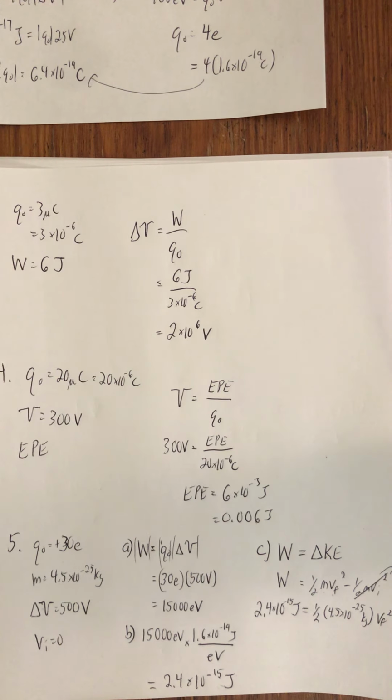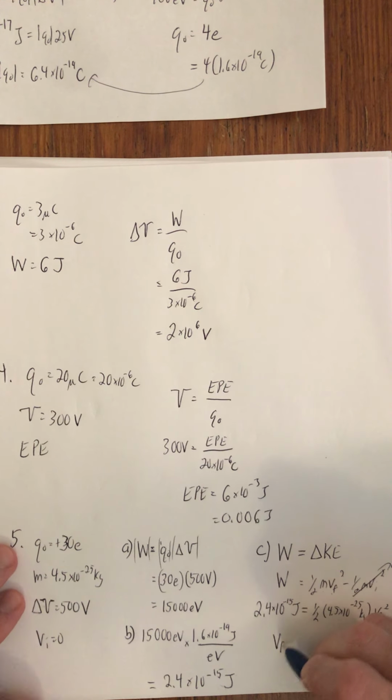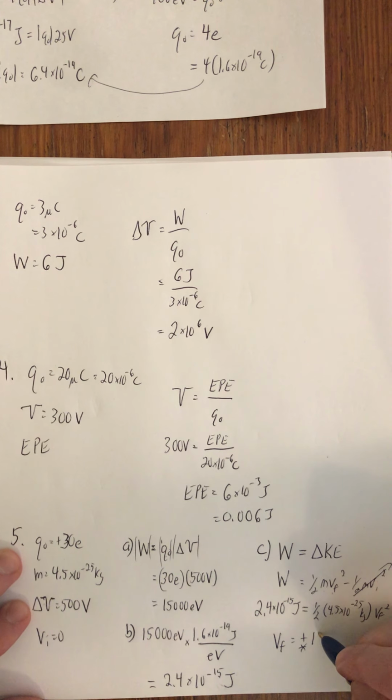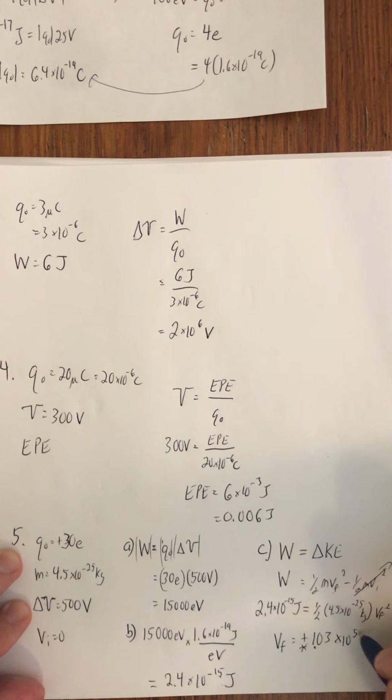All right, and then we can throw this into our calculators. Okay, square root of quantity, and then we get that final speed is plus or minus, get rid of that because I just want the speed, 10,000, 130. So I got to do the scientific notation. Looks like 1.03 times 10 to the 5th meters per second.